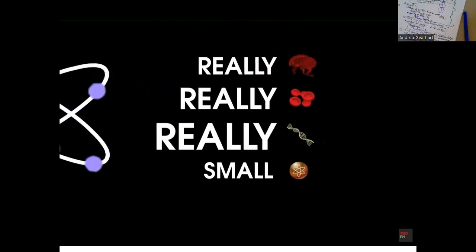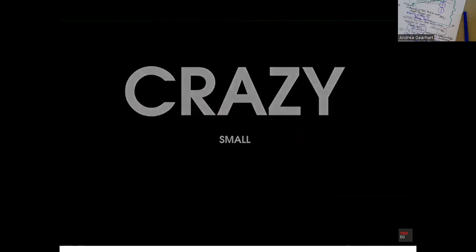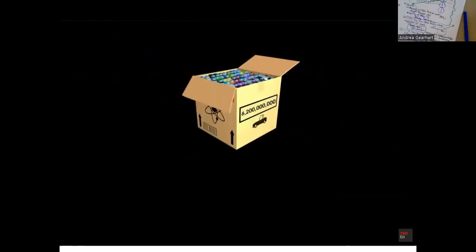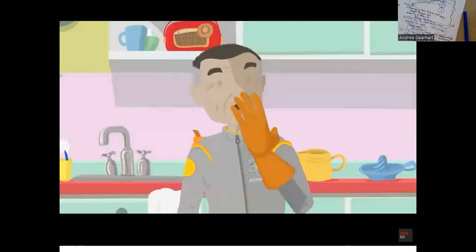Okay, let's review. The atom is really, really, really small. Think atoms in a grapefruit, like blueberries. The nucleus is crazy small. Now look inside the blueberry and blow it up to the size of a football stadium. And now the nucleus is a marble in the middle. The atom is made up of vast regions of empty space. That's weird. The nucleus has a crazy high density. If you put all those cars in your 1 foot box. I think I'm tired.